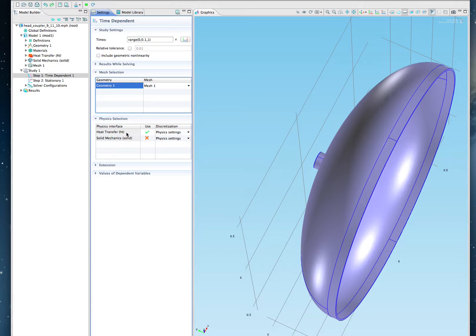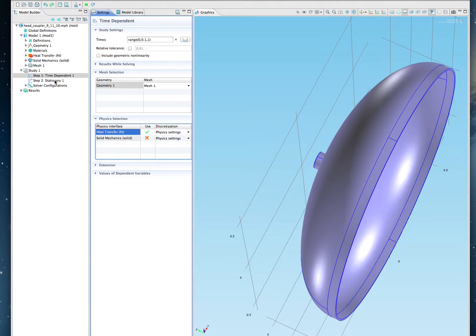And then in physics selection, you select the heat transfer module by itself, because I didn't want to do time dependent solid mechanics, because that includes vibration. If I used it, the solution would have taken forever, and I don't need to worry about vibrations while they do the welding, because it'll be very minimal. So I just do the heat transfer by itself in step 1.